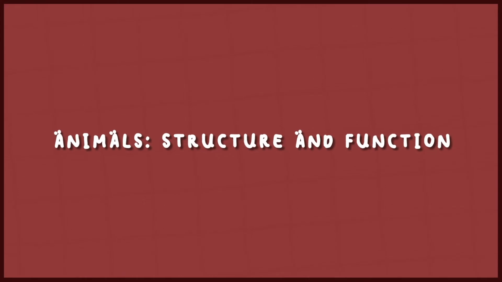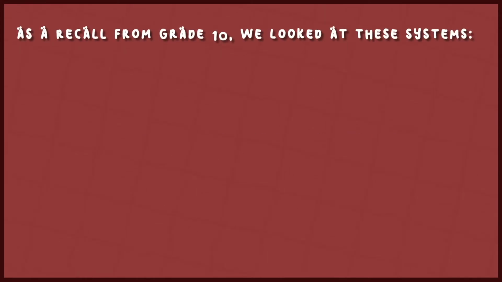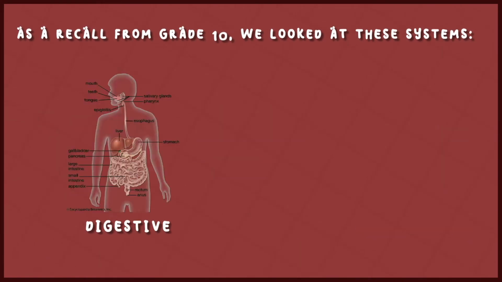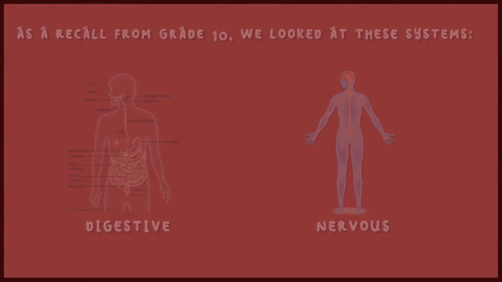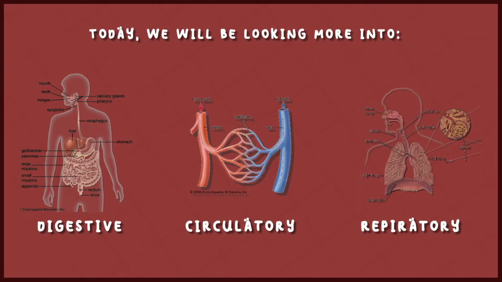Animals, structure, and function. As a recall from grade 10, you may remember some of the systems we looked at, such as the excretory, respiratory, circulatory, digestive, and nervous system. Today, we will be going more in depth on the digestive, circulatory, and respiratory system.